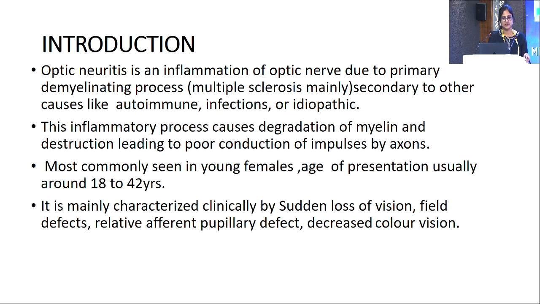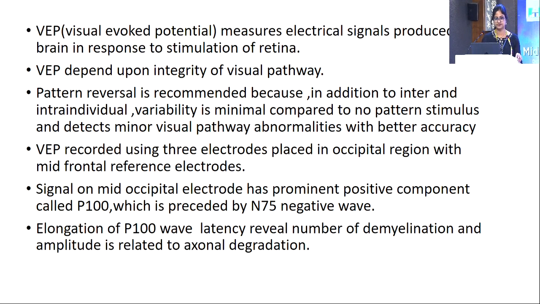Introduction: optic neuritis is an inflammation of the optic nerve due to a primary demyelinating process, mainly multiple sclerosis, and it is secondary to other causes like autoimmune, infections or idiopathic. This inflammatory process mainly causes the degradation of myelin and destruction, leading to poor conduction of impulses by the axons. It is most commonly seen in young females around 18 to 42 years, and is mainly characterized by sudden loss of vision, field defects, relative afferent pupillary defect, and decreased color vision.